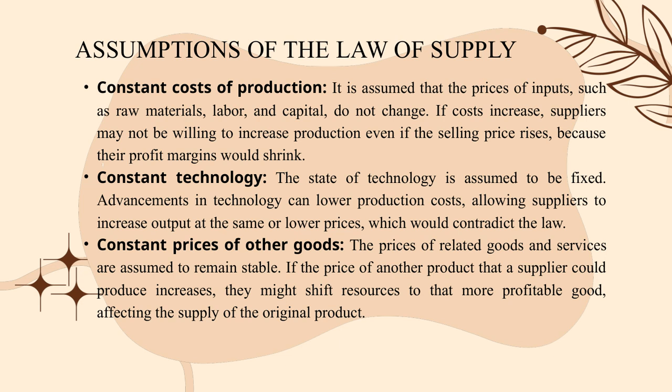Finally, we assume that the prices of other related goods and services stay stable. If the price of another product that a supplier could produce increases, they might shift resources toward that more profitable good. This resource reallocation would reduce the supply of the original product, so stable prices of related goods are also a key assumption. Together, these assumptions help create a simplified model of supply behavior, which is essential for understanding how supply responds to changes in price.